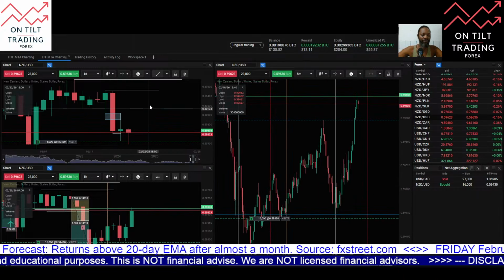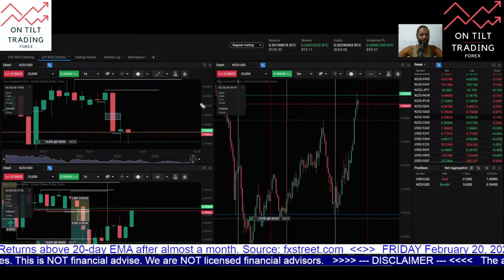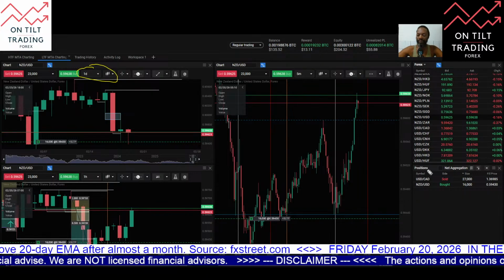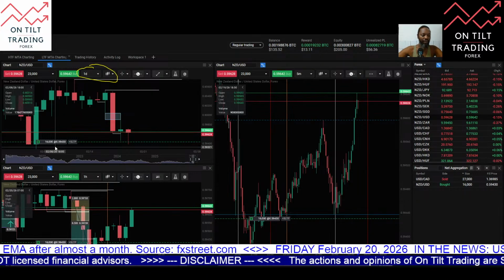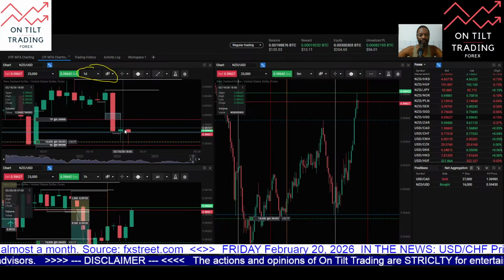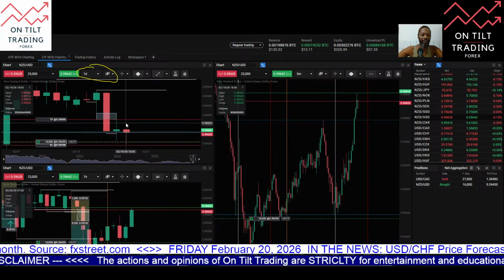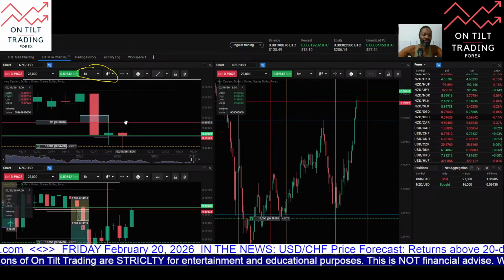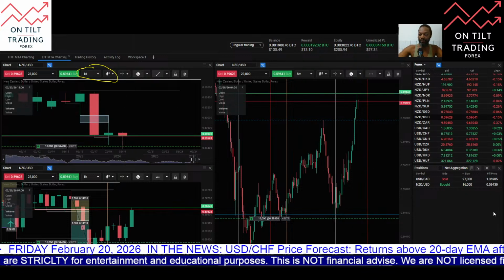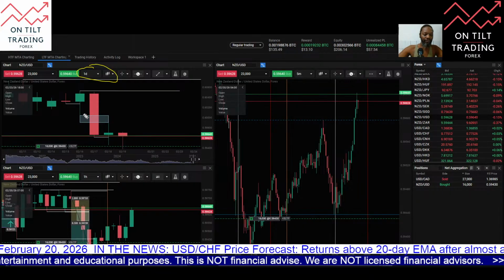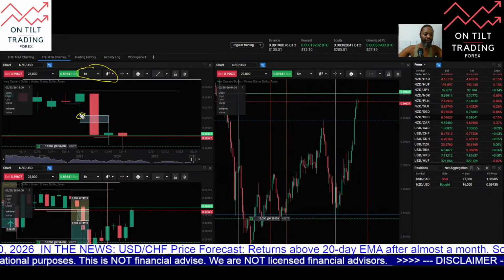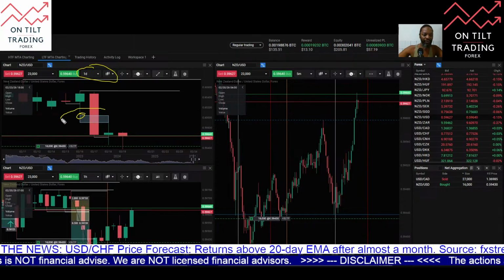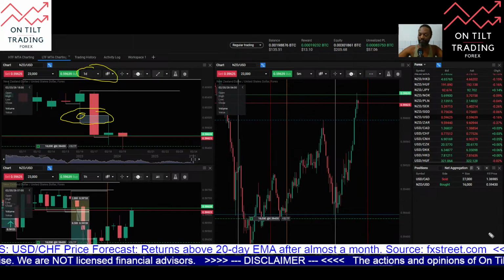And then for a profit target here on the daily chart, I am currently targeting yesterday's candle high. I could also target the rebalance point of this bearish fair value gap.